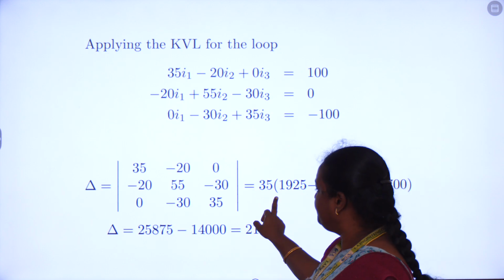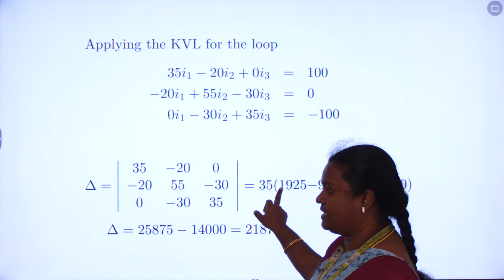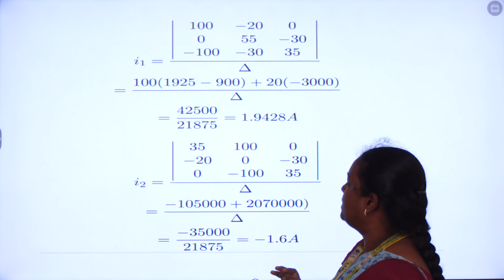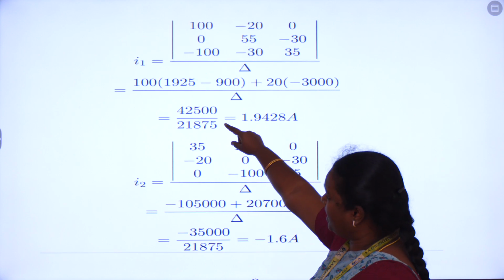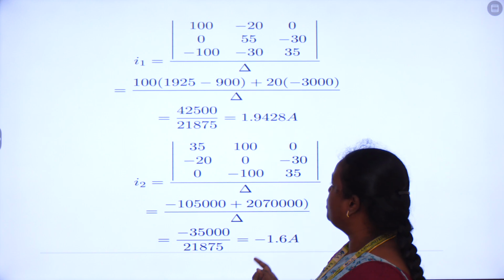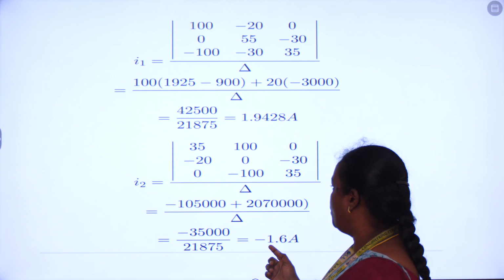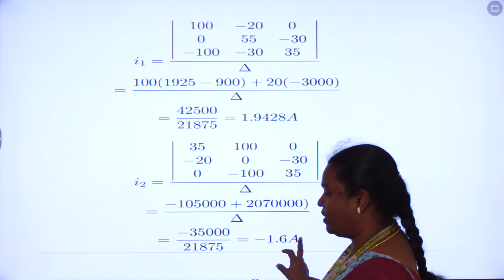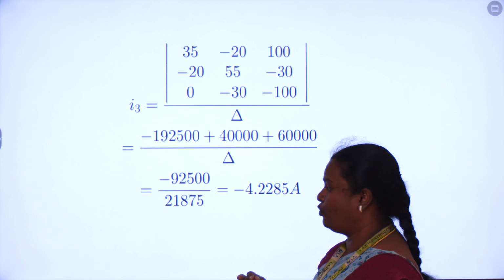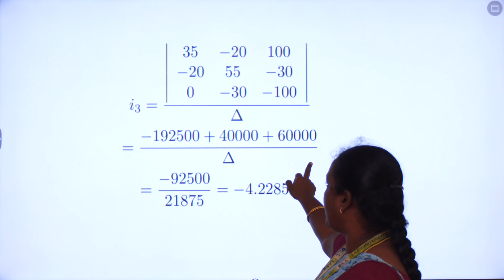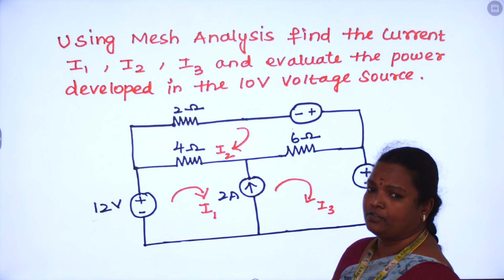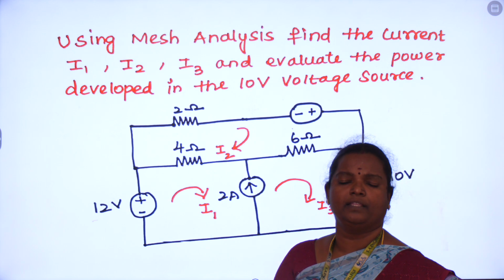Solving these three mesh current equations using the matrix method, we get the delta value as 21875. Then replacing the matrix columns by the source values, I1 equals 1.942 amps, I2 is minus 1.6 amps, and I3 is minus 4.285 amps. So this is about your first problem, finding the loop currents.